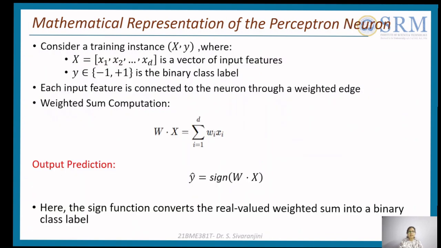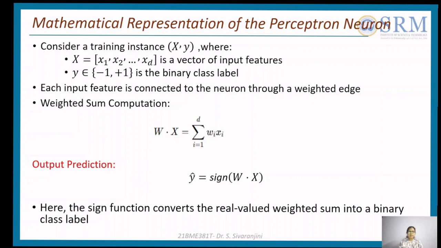So, the mathematical representation of a perceptron neuron. What is the mathematical representation? We have the weights W1, W2, W3, and it goes on till Wn, the weights of the particular inputs. The inputs will be X1, X2, and it goes on till Xn, right? The output will be a binary class label, either -1 or +1. So it is a sign function for a perceptron, as we saw before, right?